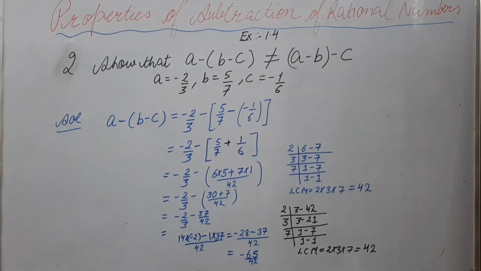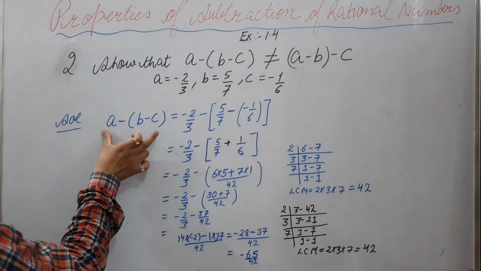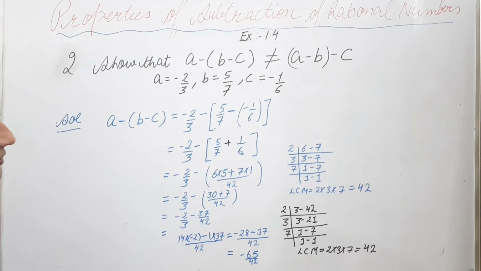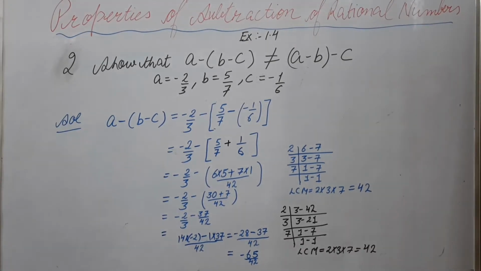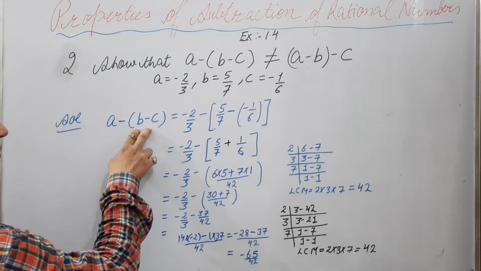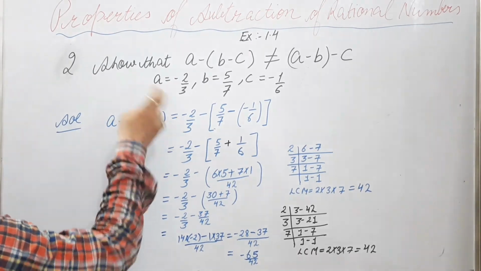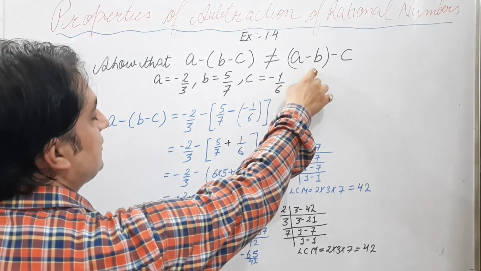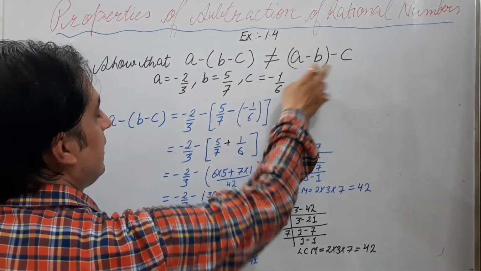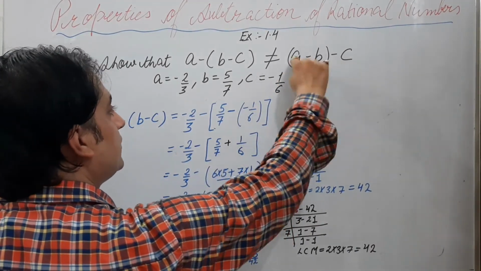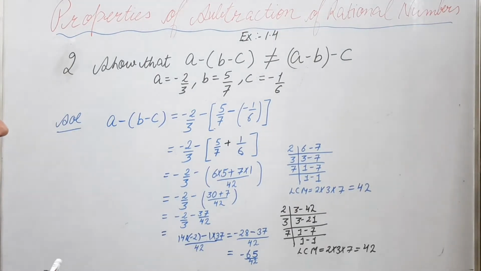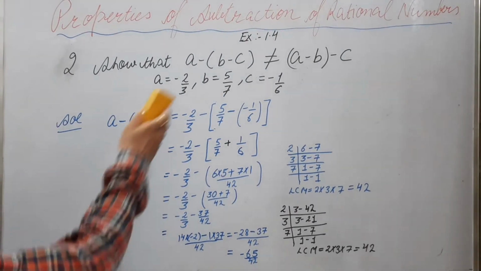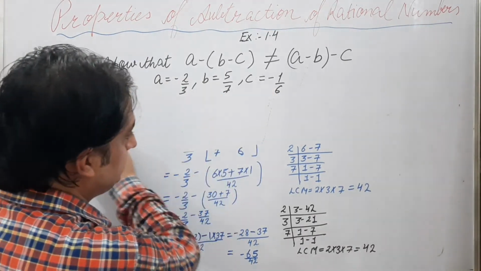So this is the result of A minus B minus C, meaning the subtraction of the three rational numbers. Subtraction of the three rational numbers means the result of B minus C is again subtracted from A. Now we will see the subtraction of A minus B and then the subtraction of C from the result of A minus B, whether these two values are the same or not.